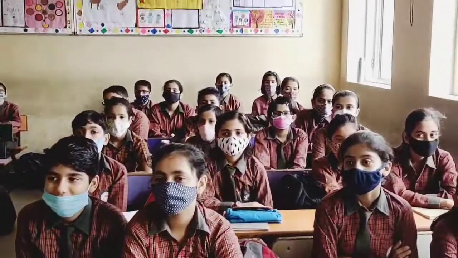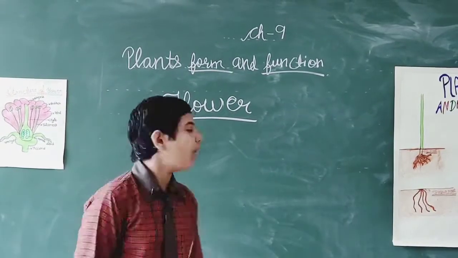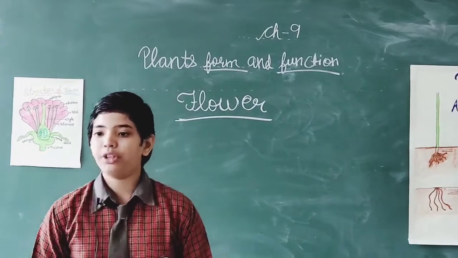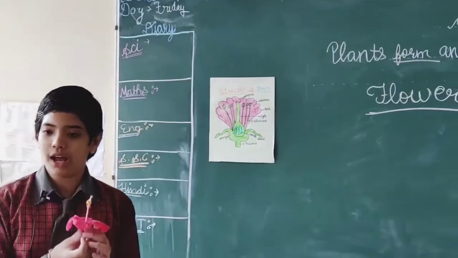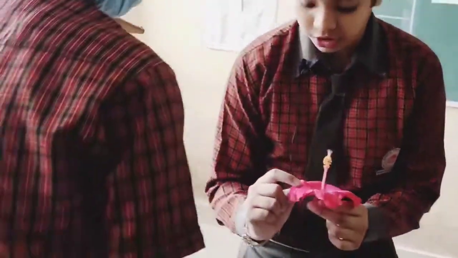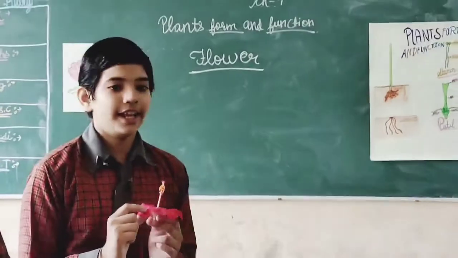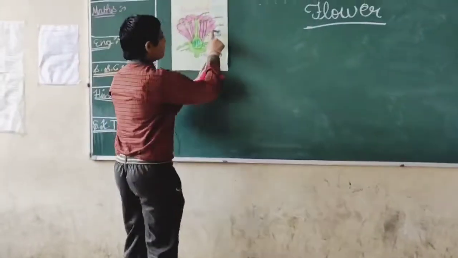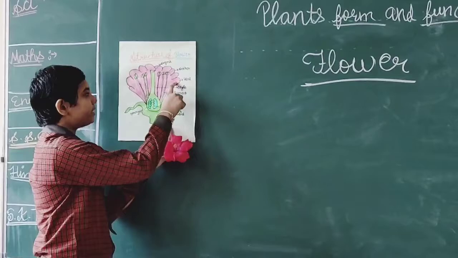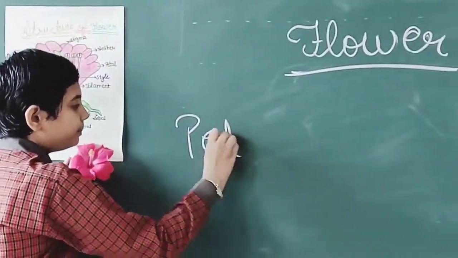Now I am going to teach you about the flower. We are going to study the parts of the flower and their functions. As you can see in this flower, the brightest portion of the flower is known as the petal. In the diagram, the pinkish, brightest part of the flower is known as the petal.